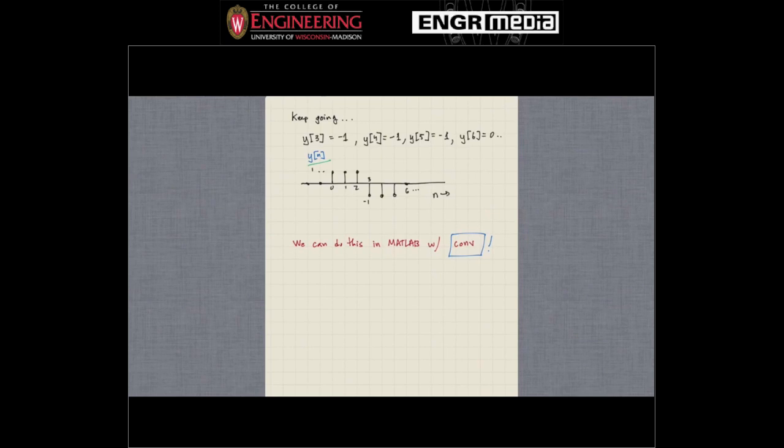So here's one of the takeaway points: we can do this really quickly in MATLAB just by typing conv, okay? conv of x comma h, where h and x are just two vectors containing the impulse response and the signal that we want to calculate the output of the filter of.